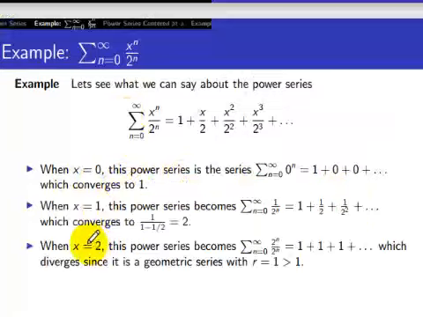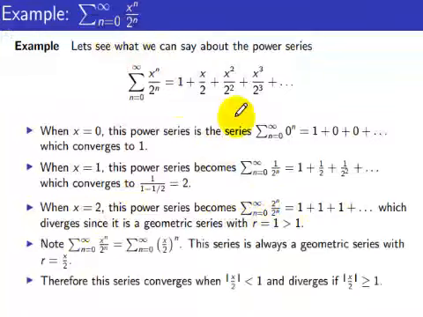So if you plug this number, if you plug 2 into the power series, so what will happen? The power series becomes the sum of ones. So you add up ones infinitely many times. That means the series is divergent, right? So for this value, the power series is divergent, right?